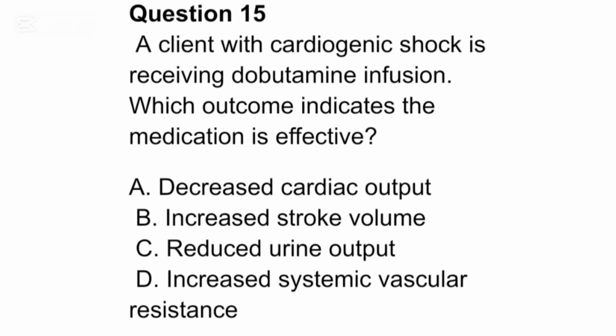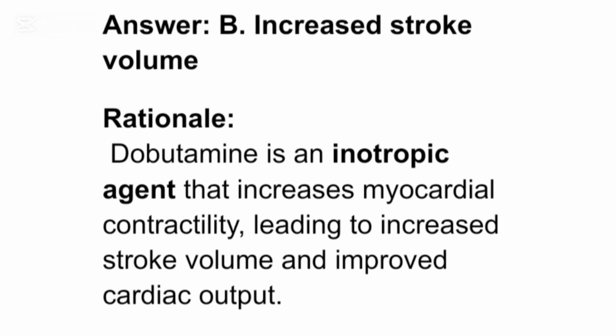Question 15. A client with cardiogenic shock is receiving a dobutamine infusion. Which outcome indicates the medication is effective? A. Decreased cardiac output. B. Increased stroke volume. C. Reduced urine output. D. Increased systemic vascular resistance. Answer: B. Increased stroke volume. Rationale: Dobutamine is an inotropic agent that increases myocardial contractility, leading to increased stroke volume and improved cardiac output.